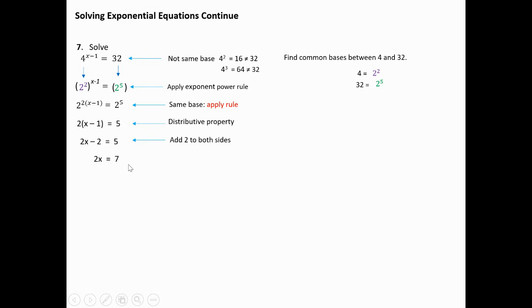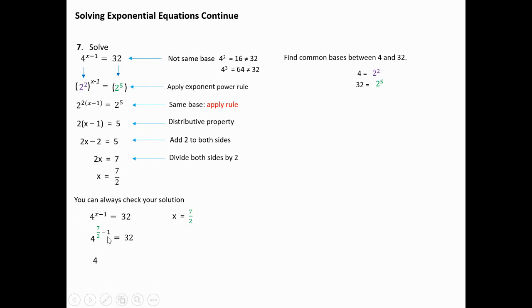So 5 plus 2 will give us 7. So 2x equals 7. Now we divide both sides by 2. That will give us 7 over 2. So this is my solution. And again, we can always check our work. Just plug in 7 over 2 for the x.